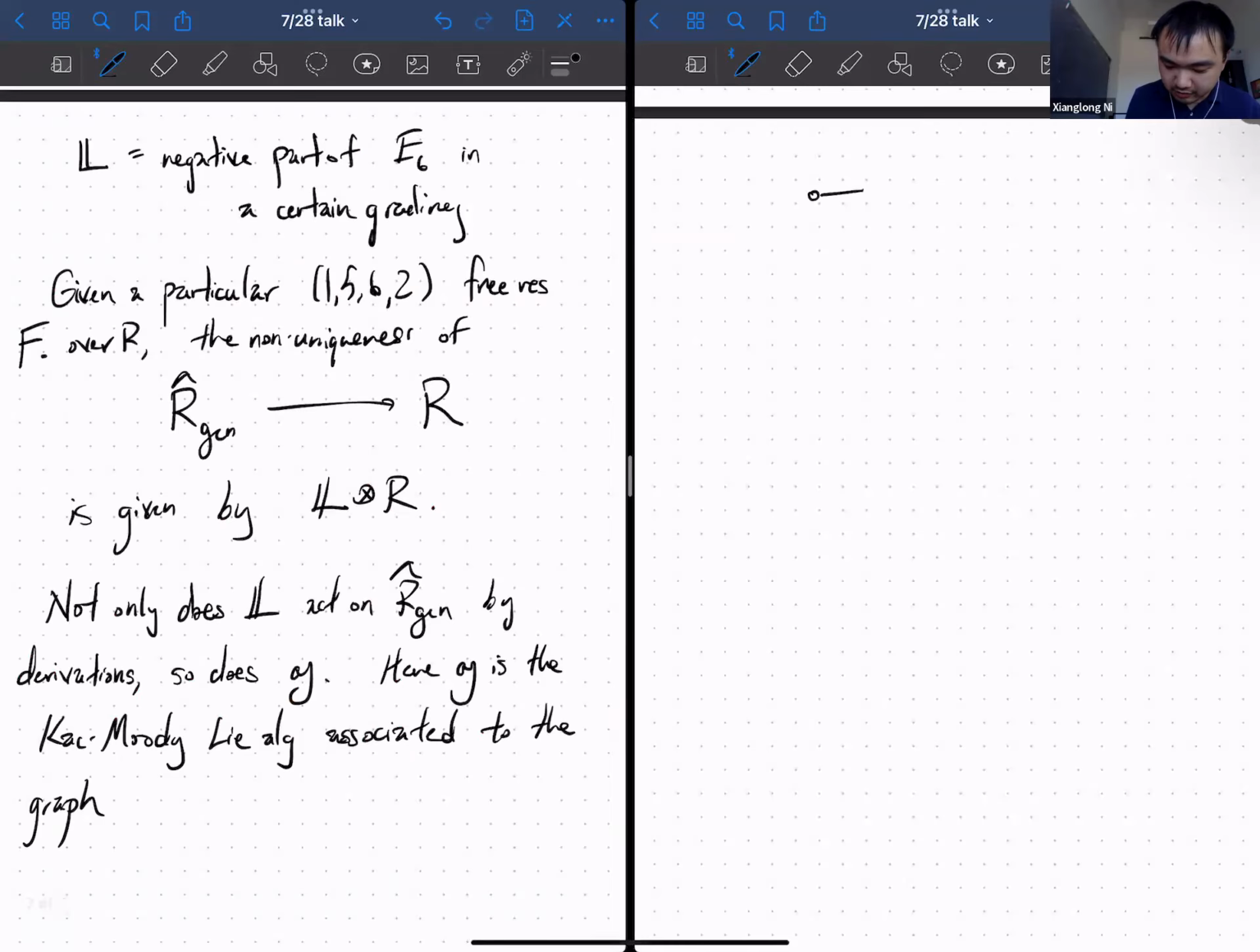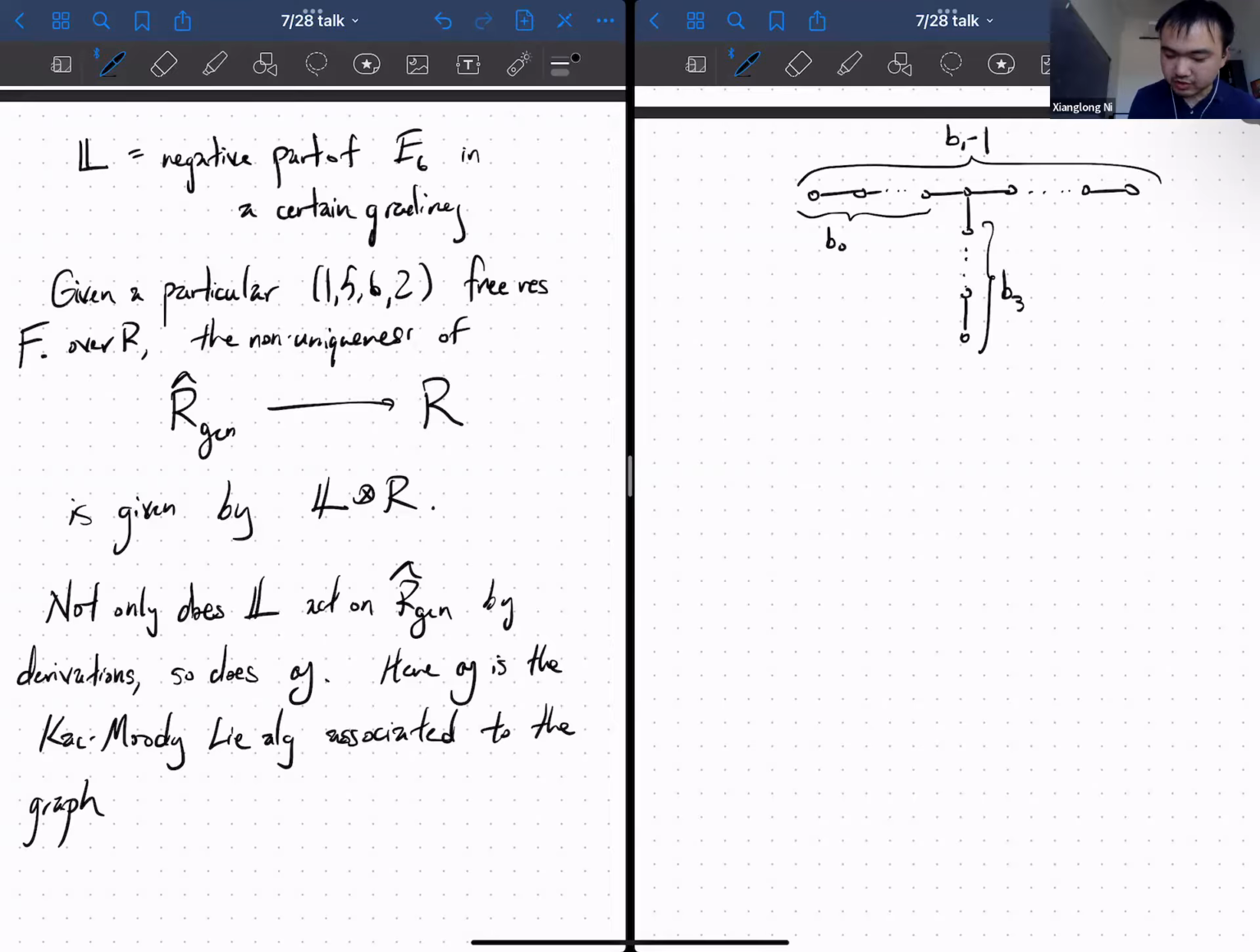So I'm going to make a T-shaped graph where there's B0 nodes on the left arm, B3 nodes in the bottom arm, and then B1 minus 1 nodes across the entire top. So for example, 1562 gives me 1 node on the left arm, 2 nodes on the bottom arm, and then 4 nodes across the top. So that gives me the diagram E6. Okay.